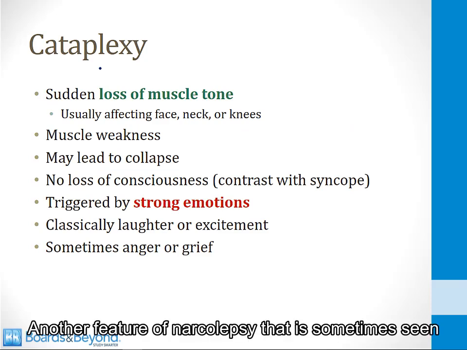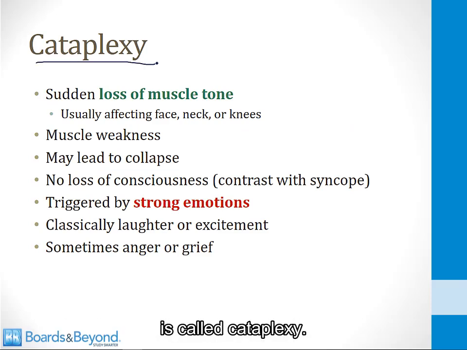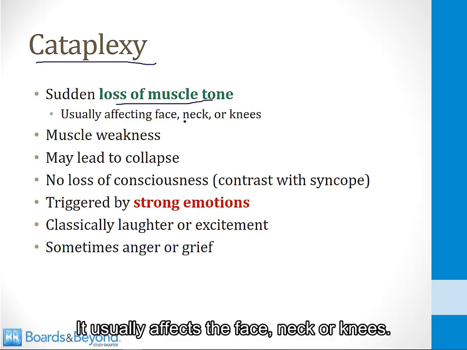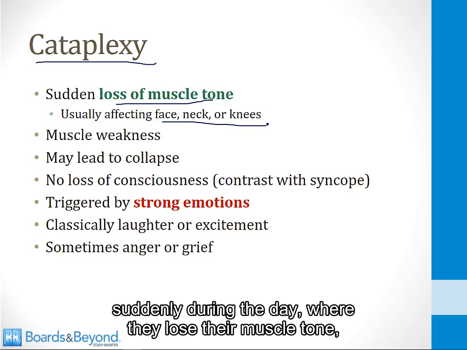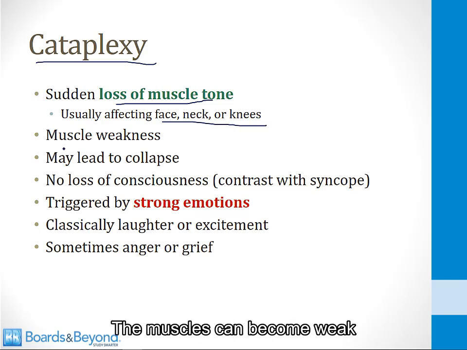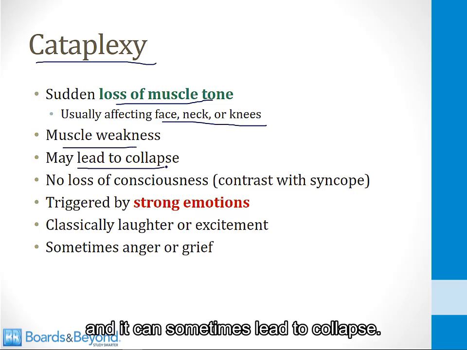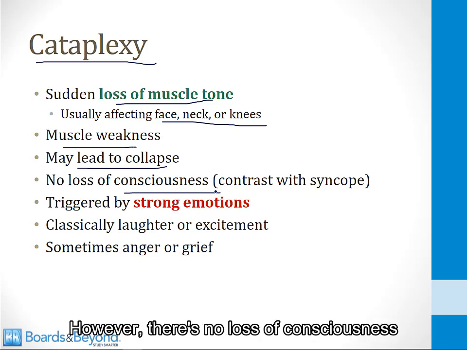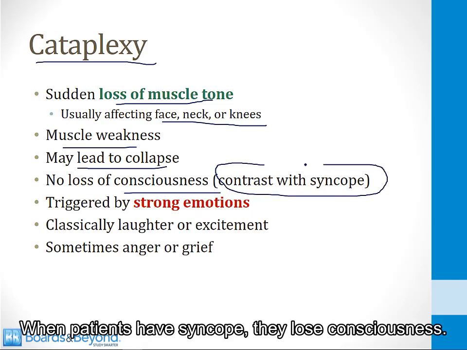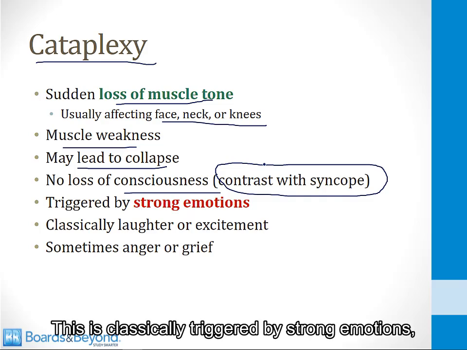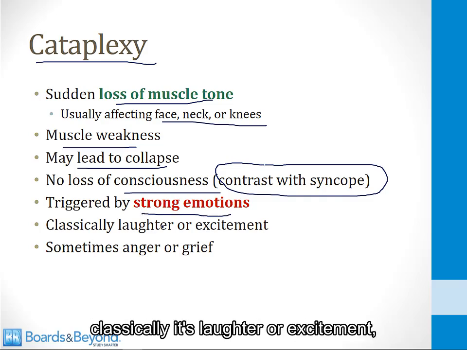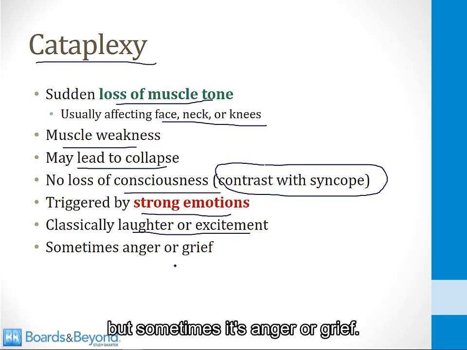Another feature of narcolepsy that is sometimes seen is called cataplexy. This is a sudden loss of muscle tone. It usually affects the face, neck, or knees. Basically, it's like the patient going into REM sleep suddenly during the day where they lose their muscle tone just like you do during REM sleep. The muscles can become weak and it can sometimes lead to collapse. However, there's no loss of consciousness. That makes it different from syncope. When patients have syncope, they lose consciousness. In cataplexy, patients just suddenly fall to the ground and are still fully conscious. This is classically triggered by strong emotions. Classically, it's laughter or excitement, but sometimes it's anger or grief.